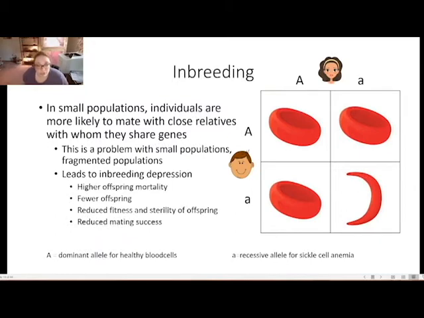So if you're closely related to someone, you're likely to have those same recessive traits, even though they might not be seen in you. You still might have them, and they're just recessive. So if you mate with someone that's close to you genetically, you're more likely to have offspring that are homozygous for that trait. And you're more likely to have offspring who are unhealthy.